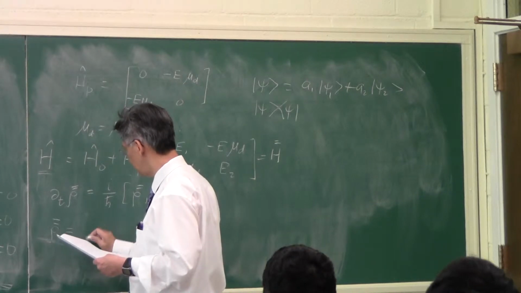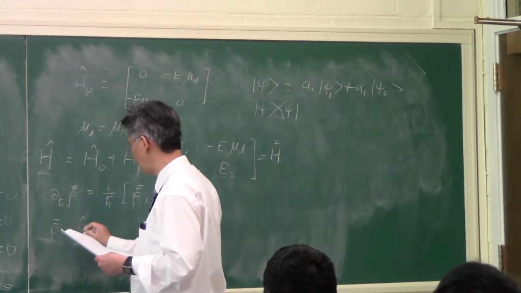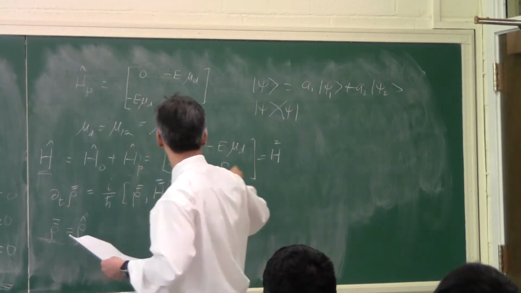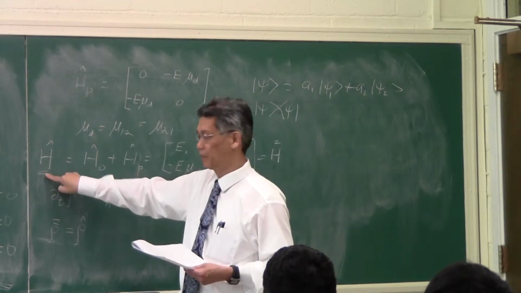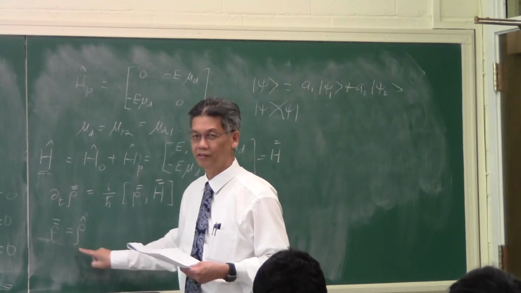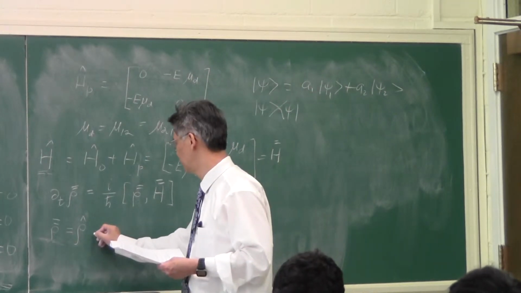I'm going to not distinguish between rho double bar and rho hat. I think of them as the same thing, just like here. I would not distinguish between the matrices and the real operator. I'm going to confuse these two, and I hope that you know what it means.